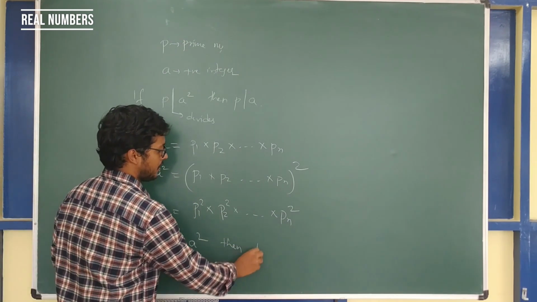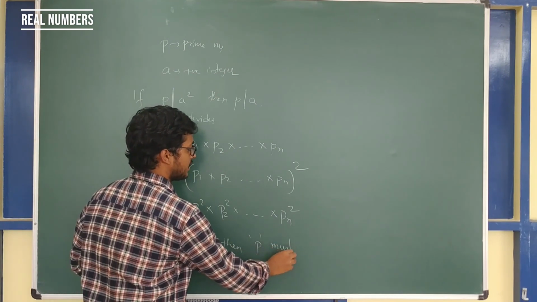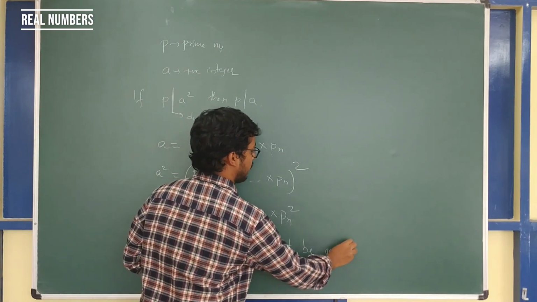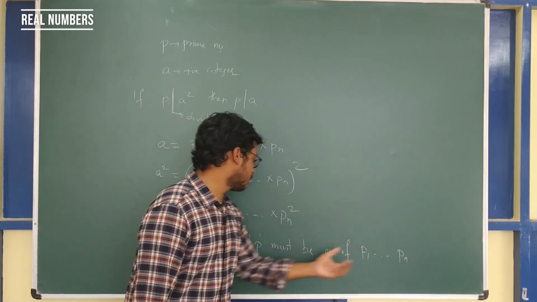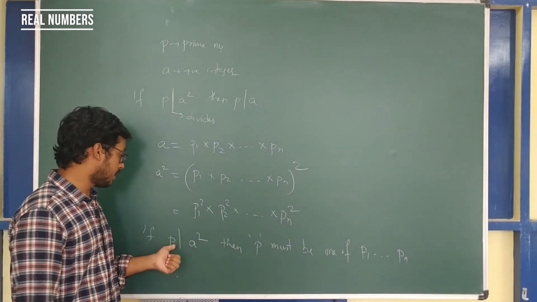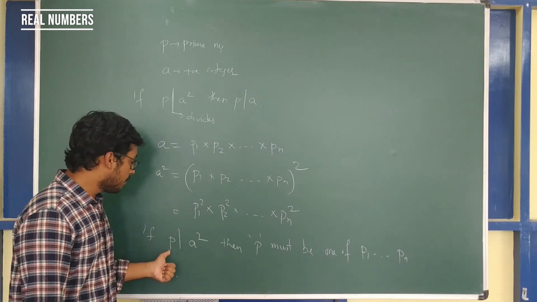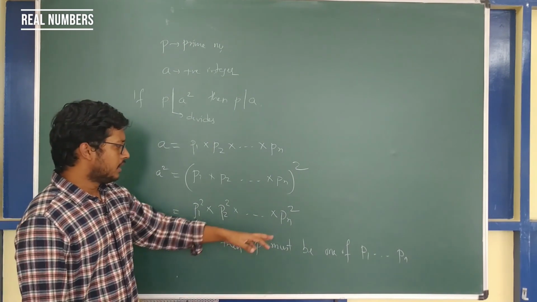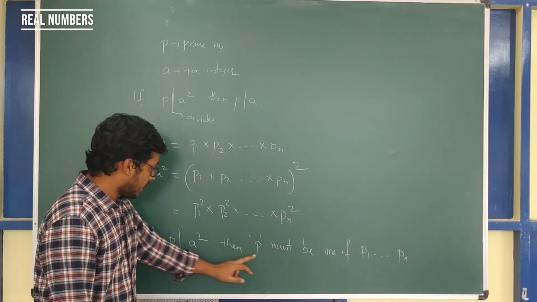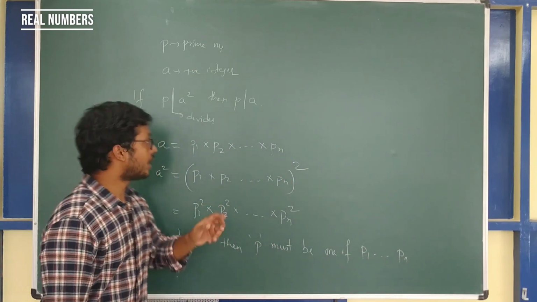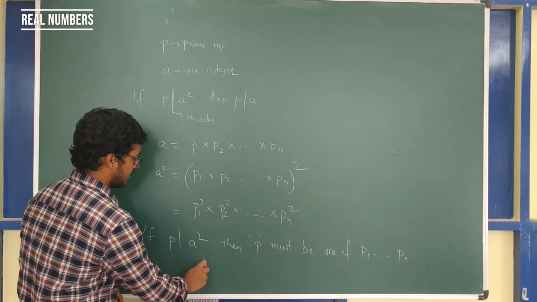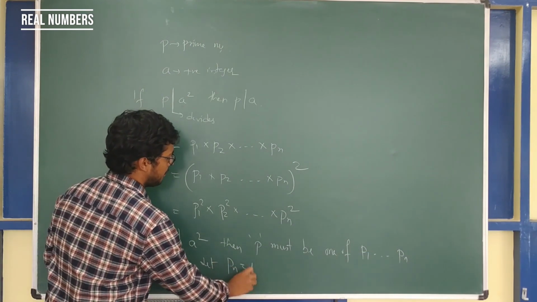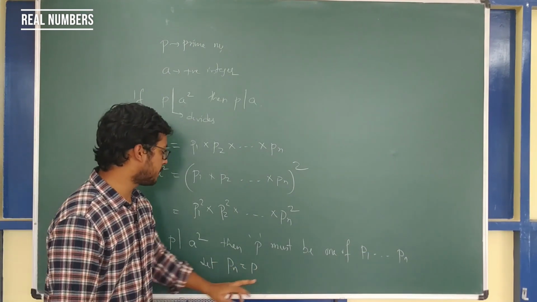So, if p divides a square, then p must be one of p1 up to pn. Otherwise, there is no way that p could divide a square. All right. So if p is one of these, what does that mean? For our convenience, let pn be p. Let's assume that pn is p.